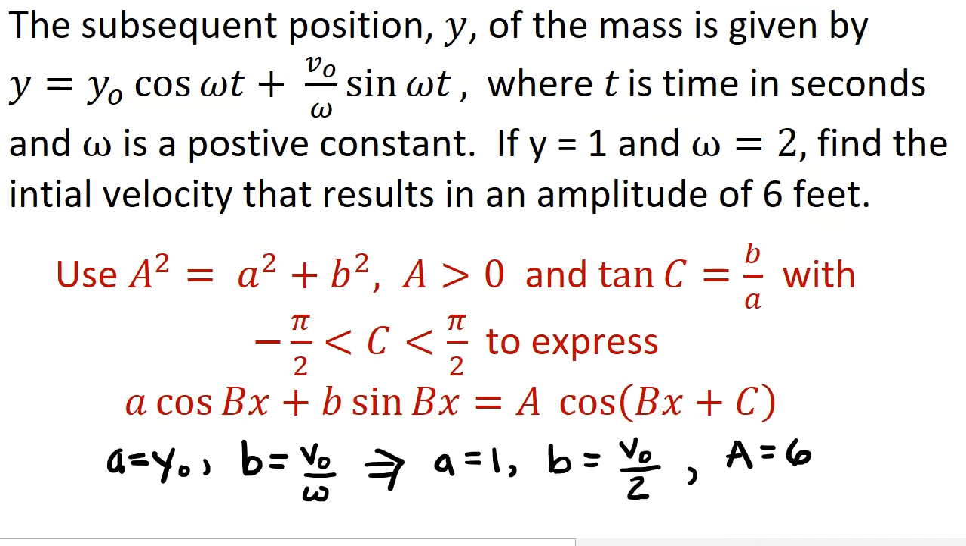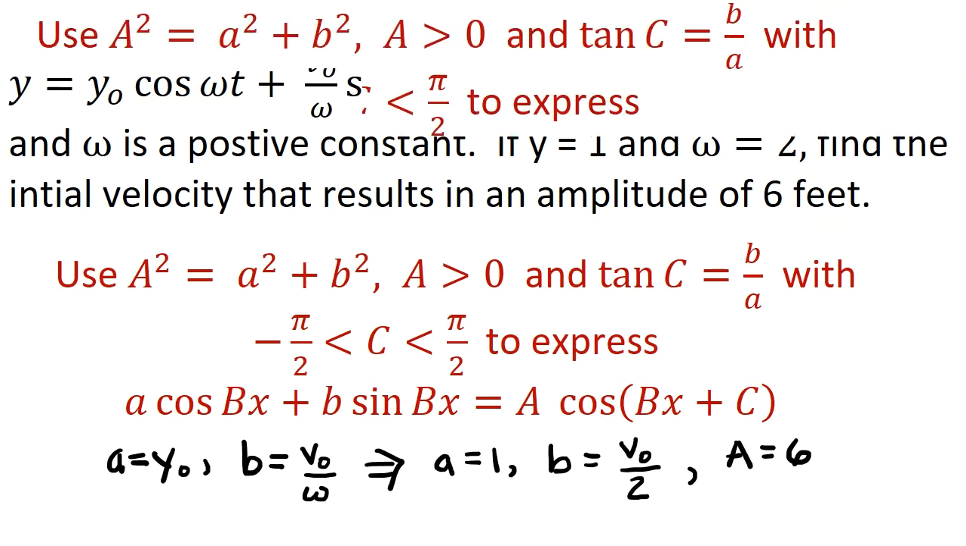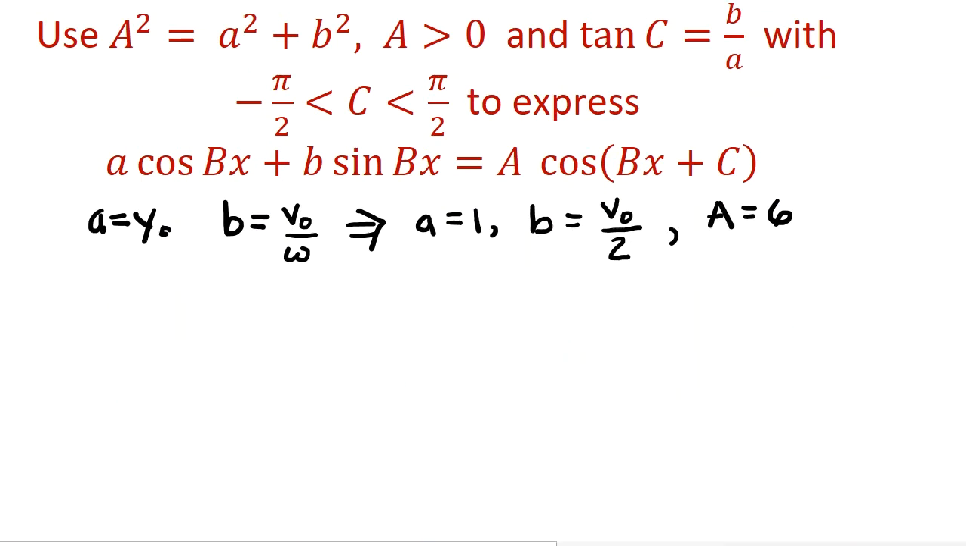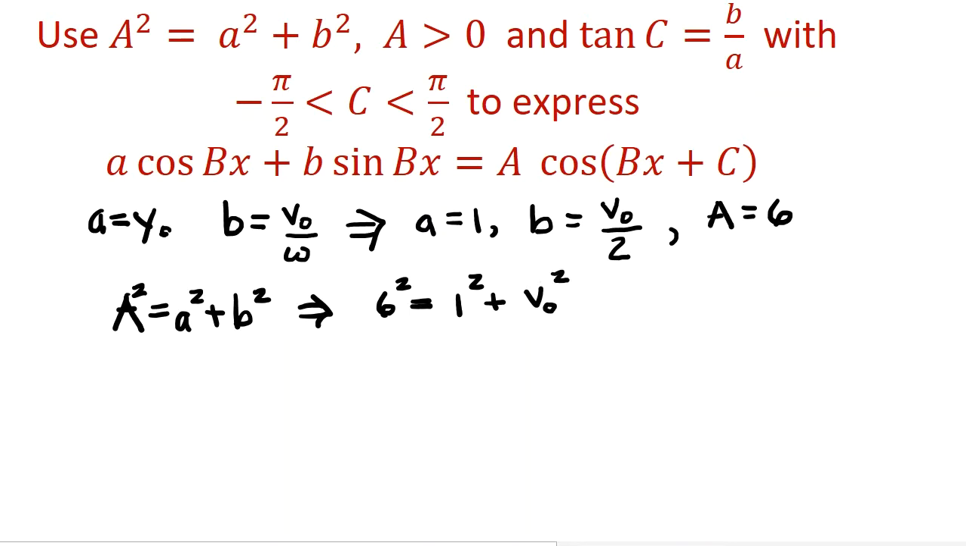And actually that's all I need to solve to find the initial velocity if I use a squared. Capital A squared equals small a squared plus small b squared. Let's put in everything that I can there, so I know that 6 squared equals 1 squared plus v0 squared all over 4. So that's going to give me 36 equals 4 plus v0 squared all over 4.